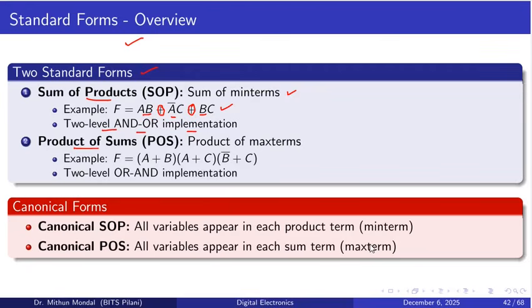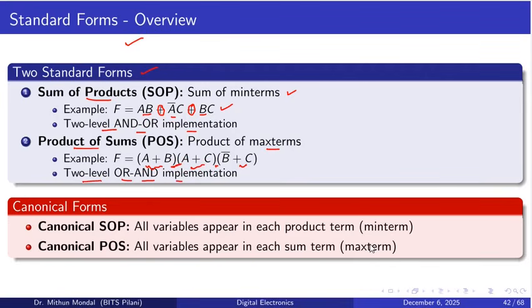And in the second example, this is a product of sum, which is the product of the max terms. So here we have the product formed from different sum terms. We have a plus b, multiplied with a plus c, and then multiplied with b bar plus c. So this is a two-level OR-AND implementation.